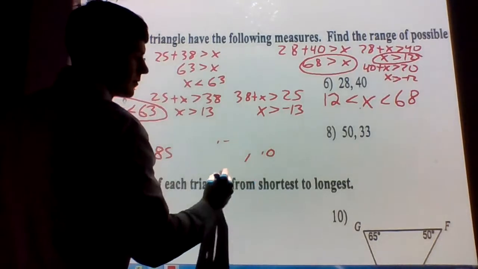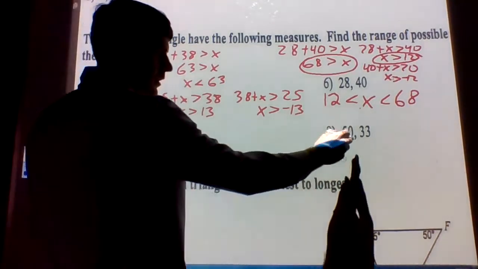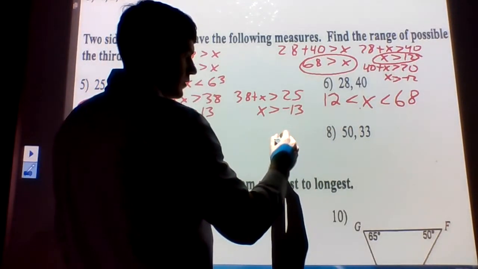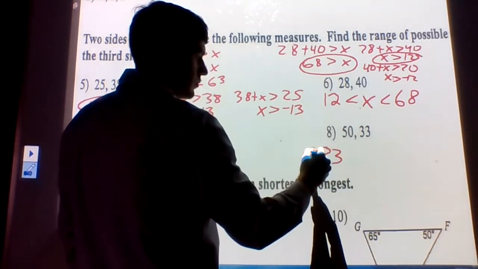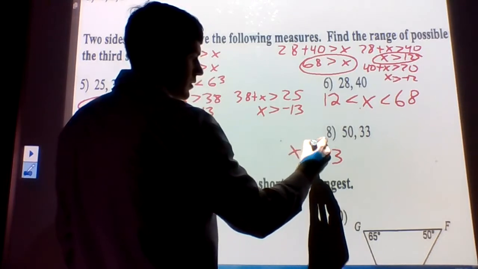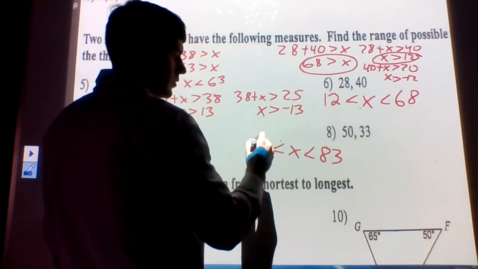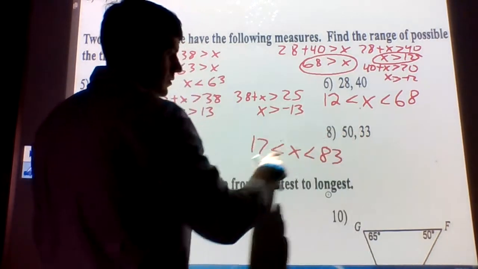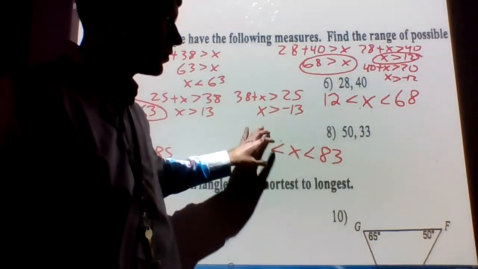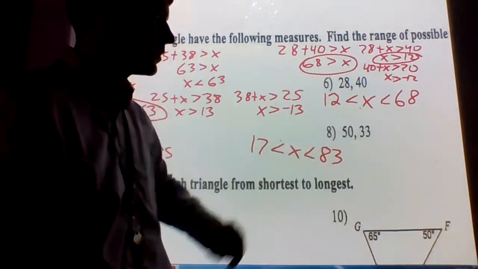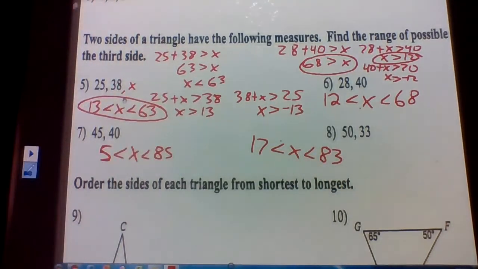Okay. And then here, again, we add them together. That's going to give us 83. So it needs to be less than 83. It needs to be greater than 17. 50 minus 13 is 17. The absolute value of the difference, it needs to be greater than that. Add them together, it needs to be less than that. Okay. 9 and 10 here.